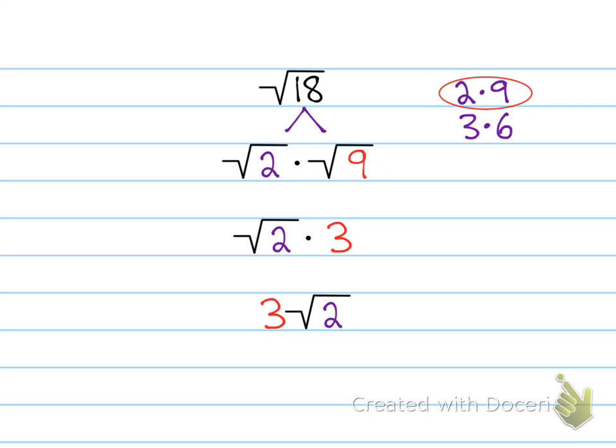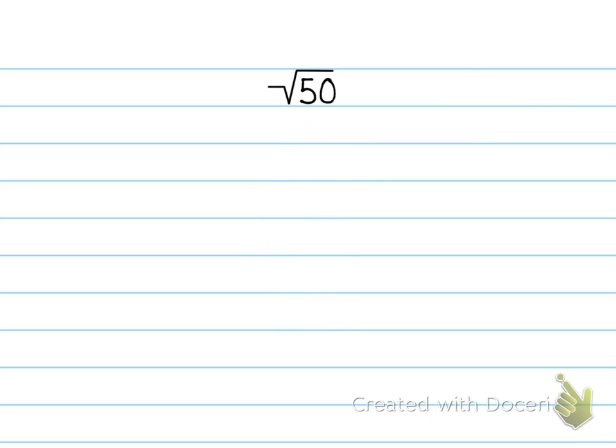Okay, so hopefully you're starting to get the hang of this a little bit. Let's look at another one here. So I've got the square root of 50. Well, there's a couple of ways I can break this up. I could break it up into 10 times 5, but I don't see any perfect squares there. Or I could do 25 times 2. And I do see that 25 is a perfect square. So that's the one that I'm going to choose to use to break this apart and simplify.